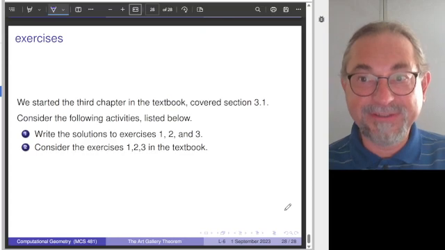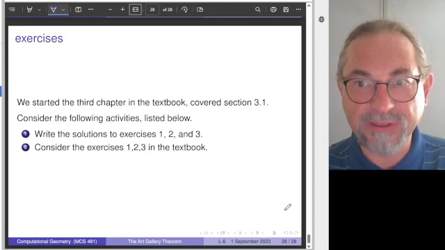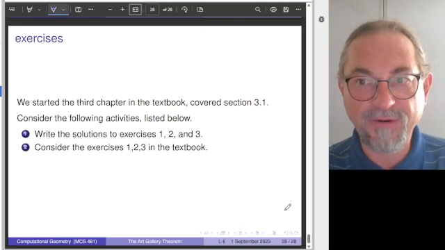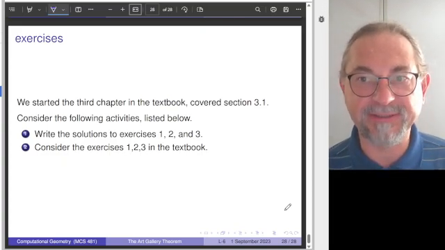This is the end of the second week of classes, and I hope that until now we have somehow given a good overview of what computational geometry is.